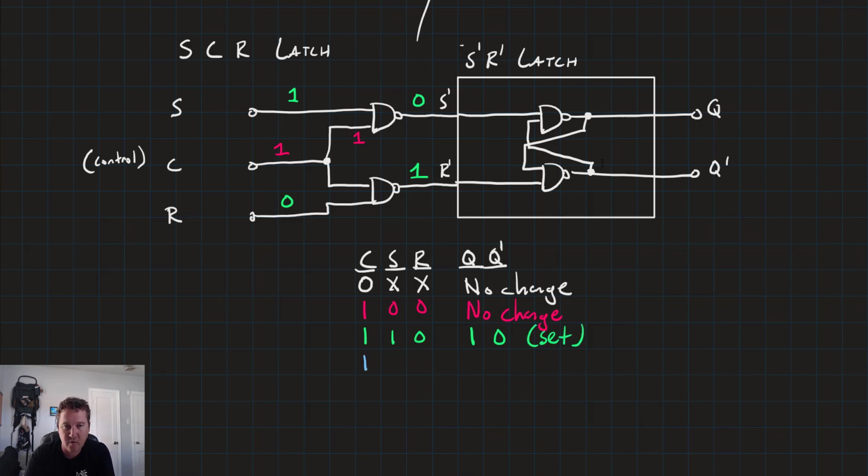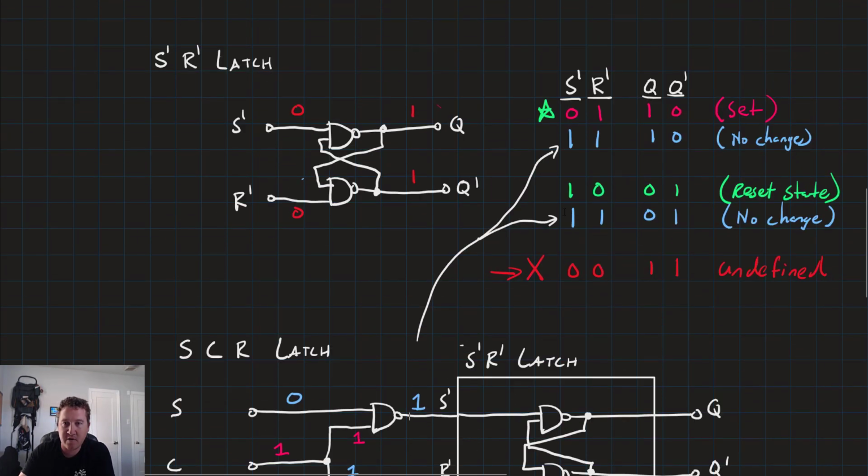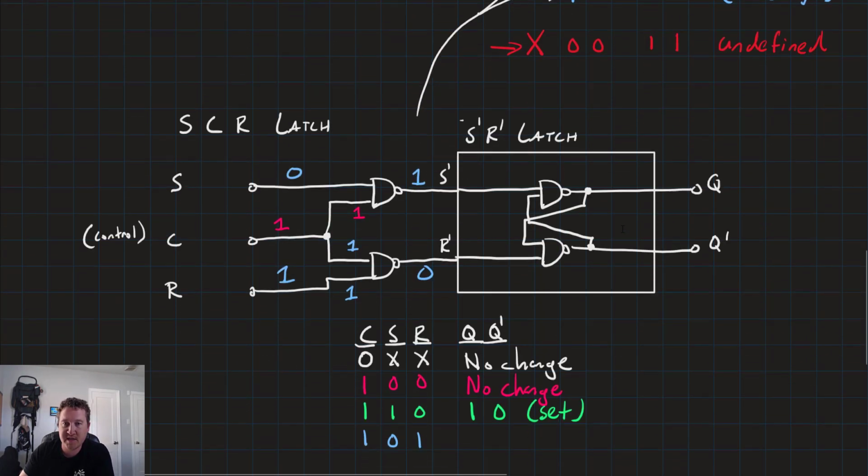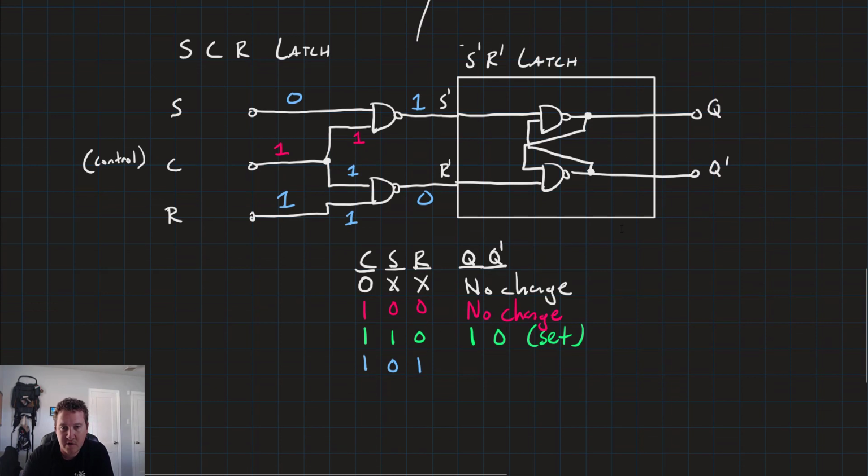Now, if we flip it over, we have 1, 0, 1, 0 on S, 1 on C, 1 on R. That gives us 1 and 1, which is a 0, and a 0 and 1, which is 1. And the 1, 0 input to the not S, not R is this guy, which puts us in the reset state. So there's our case, 0, 1, reset.